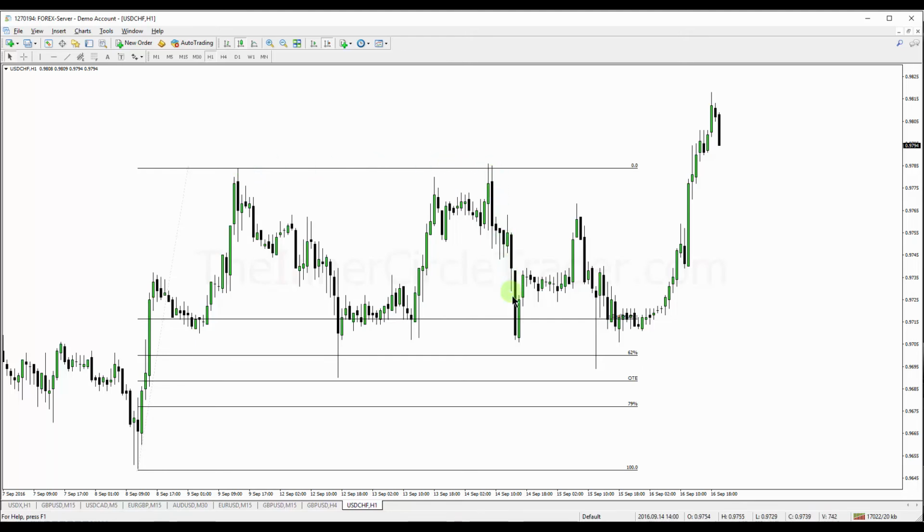And then look what happens. It retraces all the way back down to equilibrium again. Does it spend much time there? No. Rallies back up. Where does it go back to? The bottom of this bullish candle, which is a bearish order block, fills it right to the pip.